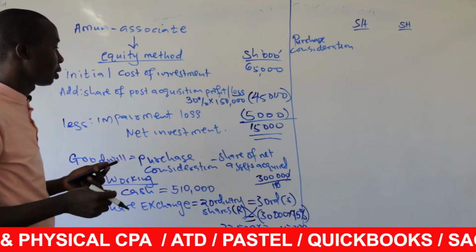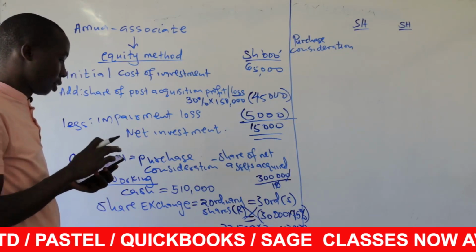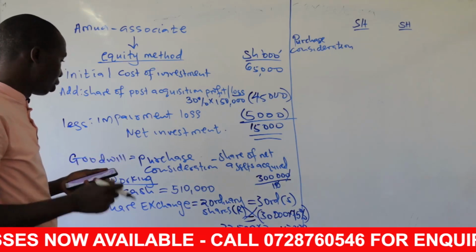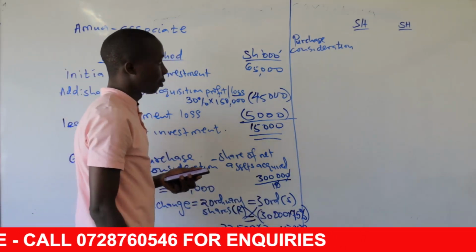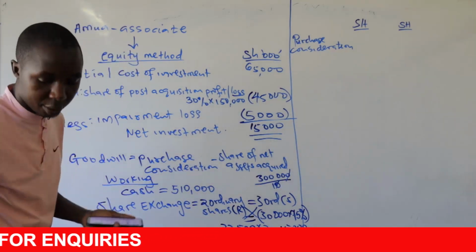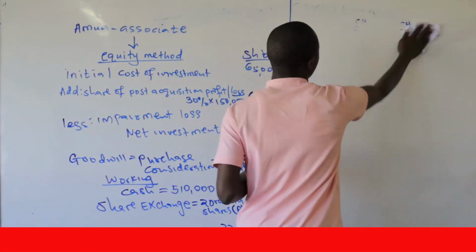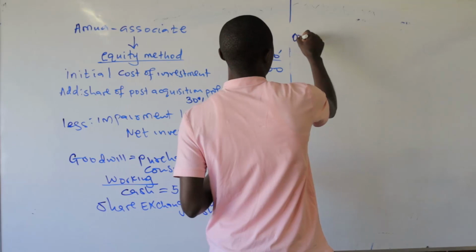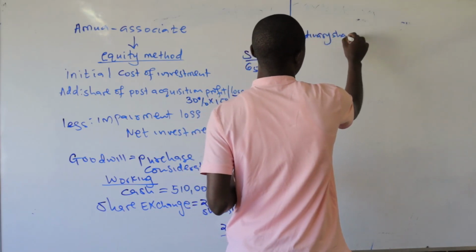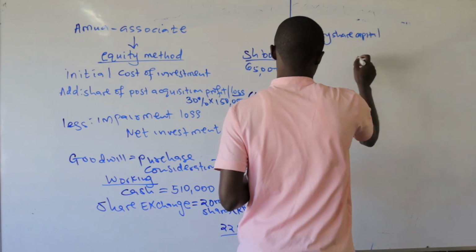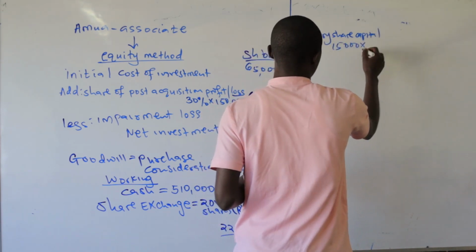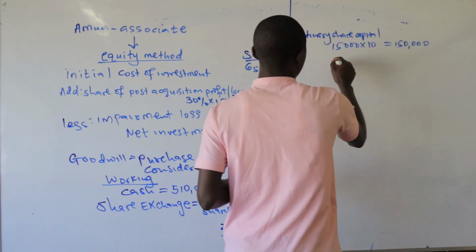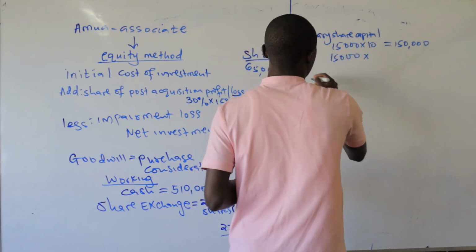So that is the number of shares which Risiki acquired in Sarama. But in the final determination of the purchase consideration, my ordinary share capital will be the 15,000 times the par value. So that is 150,000.